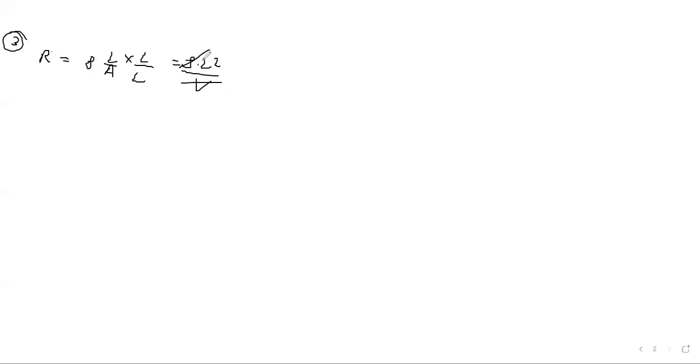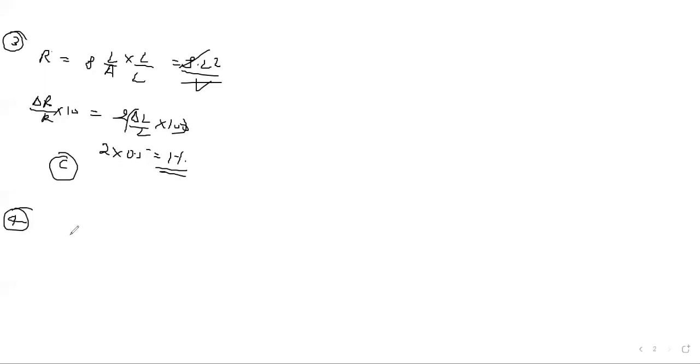So resistance is directly proportional to L square. Delta R by R you write as 2 times delta L by L into 100. The error in length is given as 0.5, so that becomes 1%. You can use the shortcut also. I discussed the shortcut in the classroom also. So for this question the correct answer will be your third option, C. 1% will be the error in the resistance.